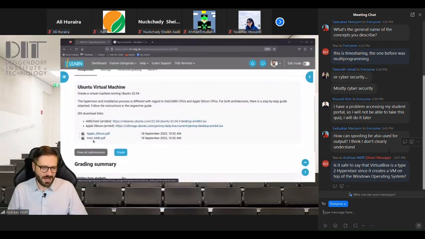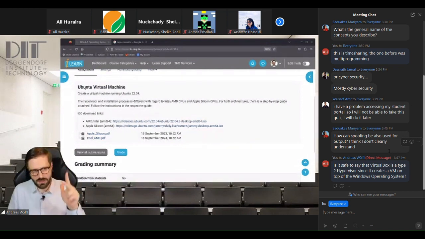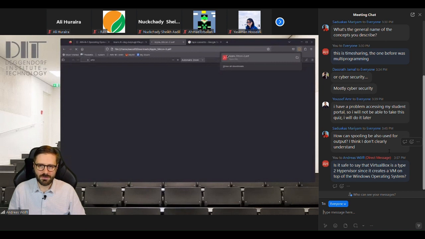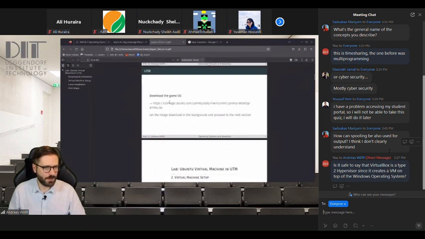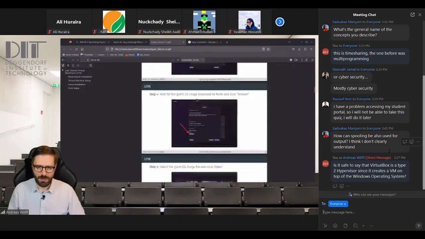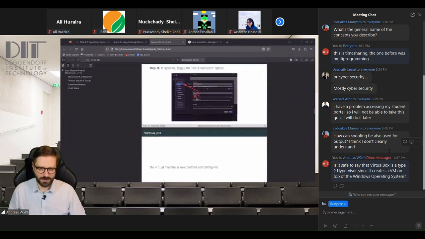The hypervisor that I propose is called UTM. All the detailed instructions on how to install the hypervisor, create the virtual machine, and install the Ubuntu Linux operating system inside that virtual machine are step by step in one of these two PDFs. So if you own an Apple Silicon MacBook, then you follow the Apple Silicon instructions. I'm opening it up right now, and you see, I made some nice pictures with arrows or the buttons that you need to press to install this operating system, right?